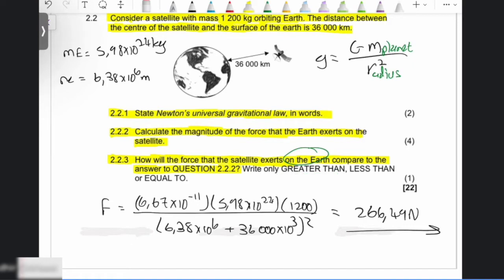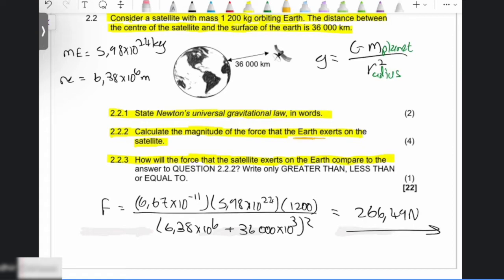Just want to make sure that I read this properly also. How will the force that the satellite exerts on the Earth compare? Oh, no, no, no, no. That's my bad. That's my bad.